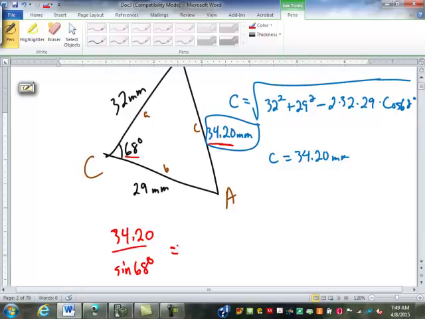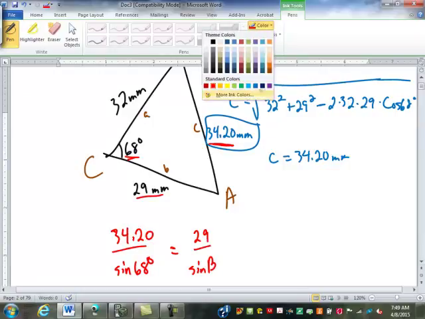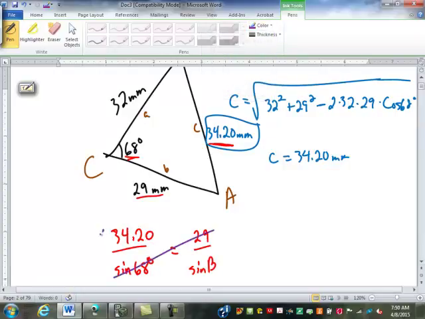That is going to equal, now out of habit, I always use the smaller of the two sides just because it's safer. But 34, the side we just found, is our biggest side, which means the 68 is our biggest angle. So we really don't have to worry about any obtuse angles coming up here. But let's go with it. We're going to use the 29 first. So that's going to be over the sine of angle B up there. And we'll cross multiply and divide.